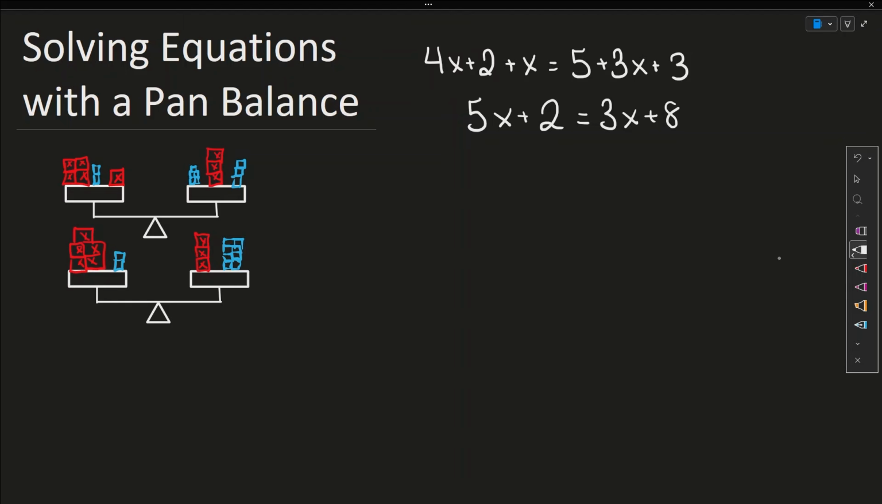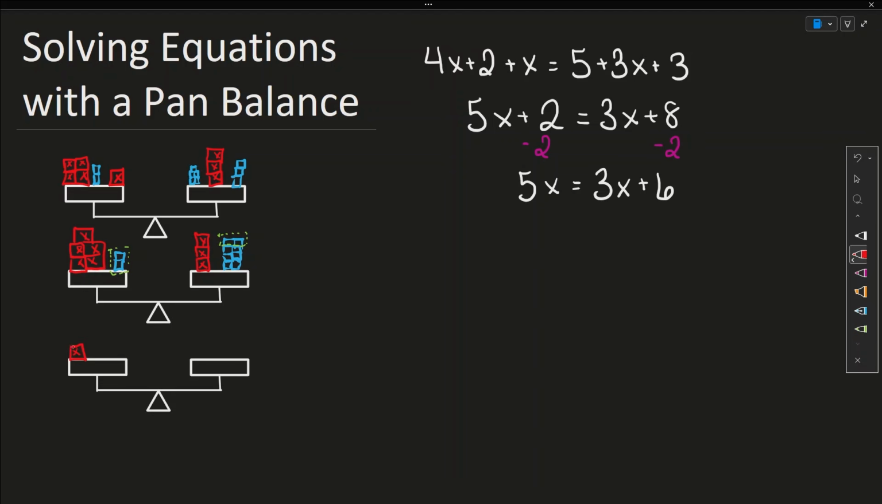Now we want to figure out the value of a single x block. In terms of equations, our first step would be to subtract 2 from both sides of the equation. That would give us 5x is equal to 3x plus 6, since 8 minus 2 is 6. In terms of our pan balance, I'm going to remove 2 unit blocks from each side.